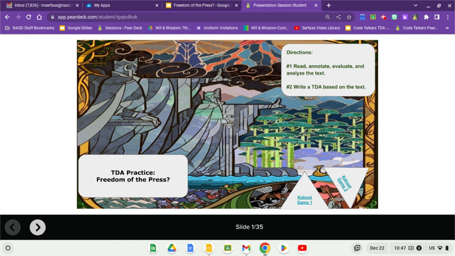Welcome back. We got a whole new unit, Unit 3. And it's all about standing up for what matters. So the first, opening story of it is freedom of the press. All right, so let's get into it.